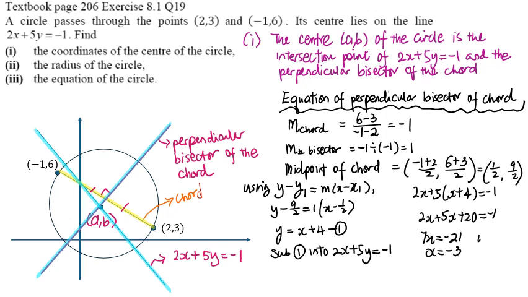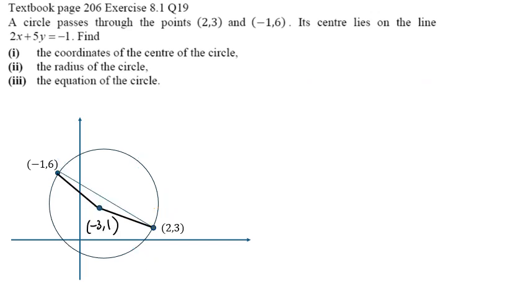Let's do some algebraic manipulation, and you'll get x = -3. With x = -3, substitute into equation 1, and you can get the y coordinate to be 1. So therefore, the center of the circle is (-3, 1). This question involved the concept we mentioned earlier on, that the perpendicular bisector of the chord passes through the center of the circle. So we have found the center of the circle to be (-3, 1).